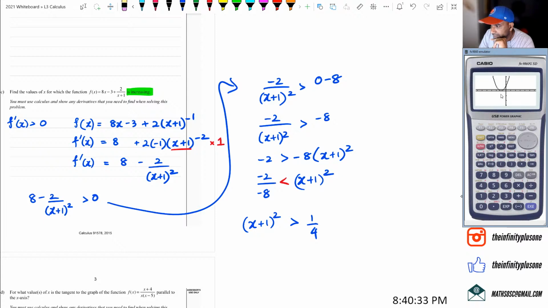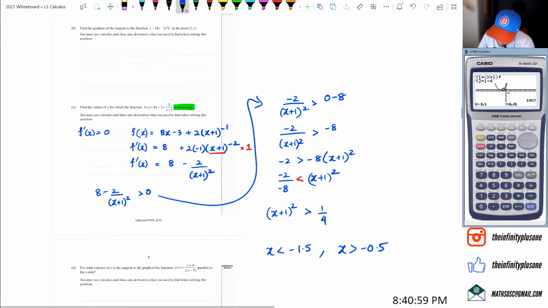And there you go. You can see the graph. We're trying to figure out when it is greater than a quarter. So what you could do is just find out what those 2 points are. We're going to G-solve, get those intersects. First point is negative 1.5. So when x is less than negative 1.5, and your second point is when x is bigger than 0.5.